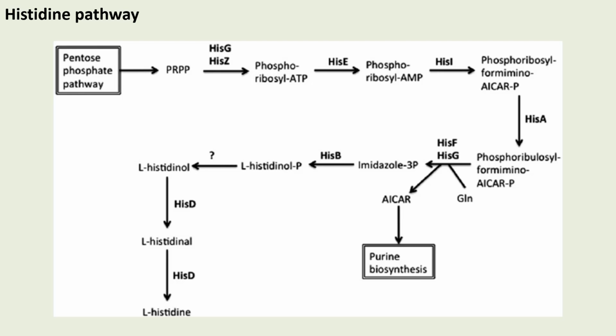These 9 genes need to fully function in order for the cell to make the amino acid histidine. And again, it only takes one mutation in any of these enzymes to convert the bacteria from a histidine prototroph into a histidine auxotroph.